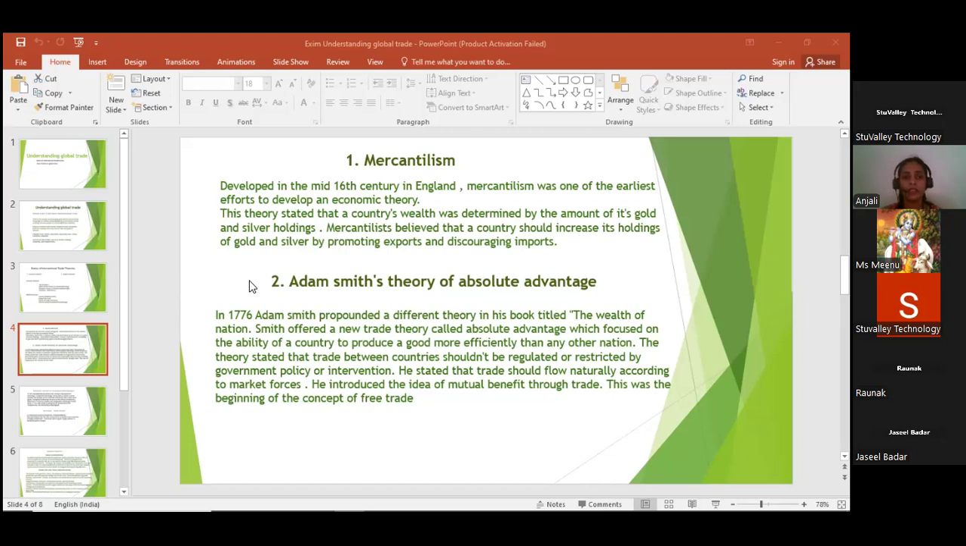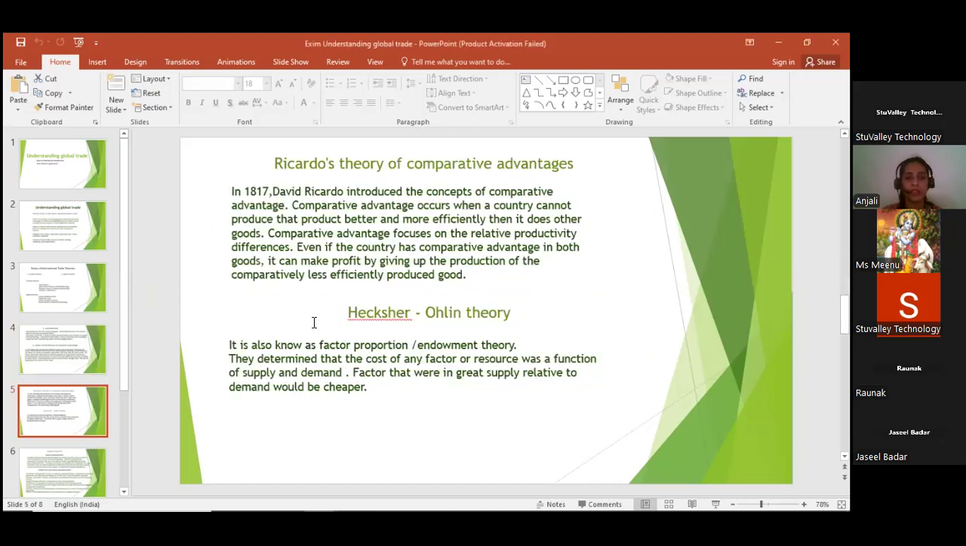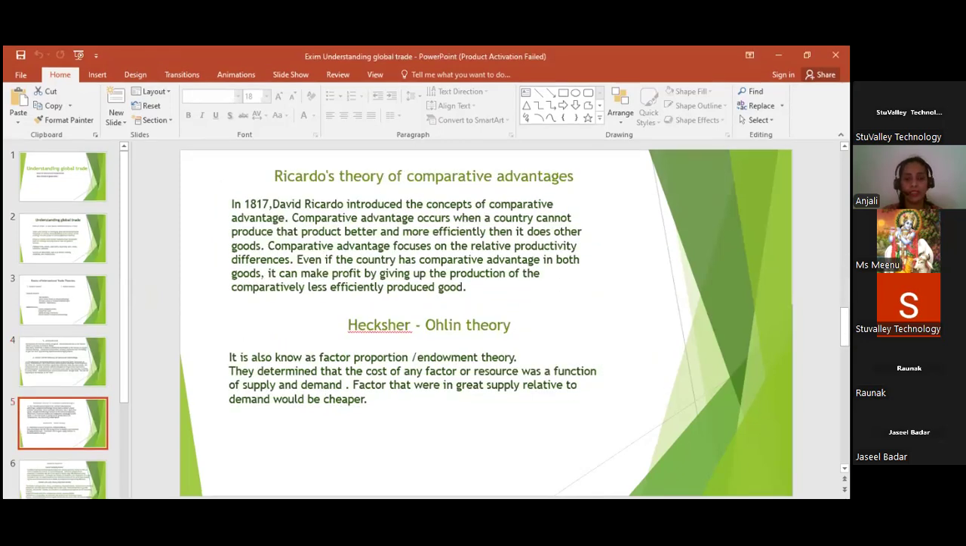So in this absolute advantage theory, it was free. There were no taxes paid, no customs duties, no government regulations. So in this period of time, it was free trading between two countries, each good at its own expertise. After this theory, we come to the next two theories.